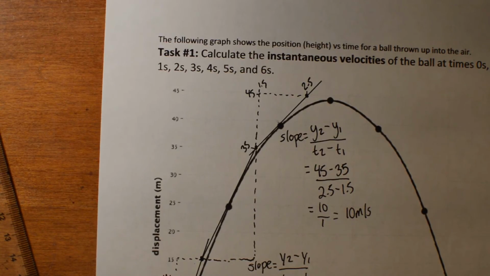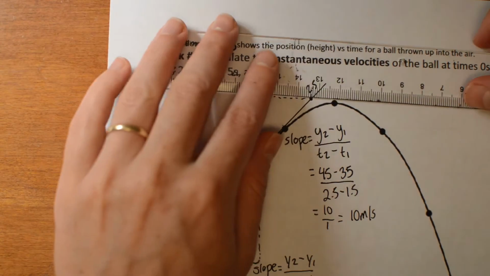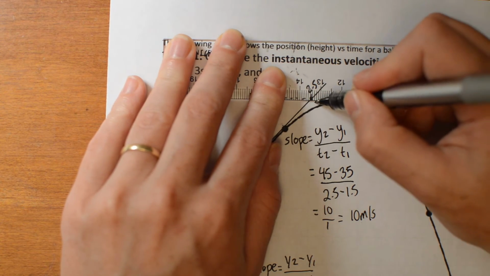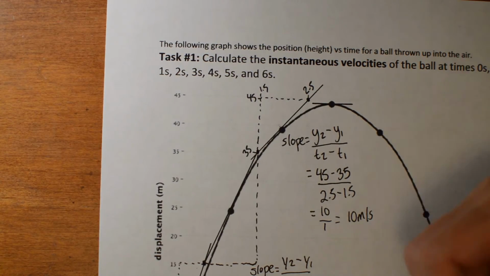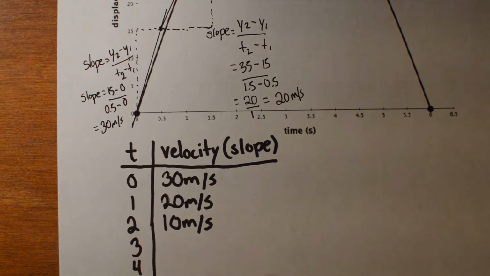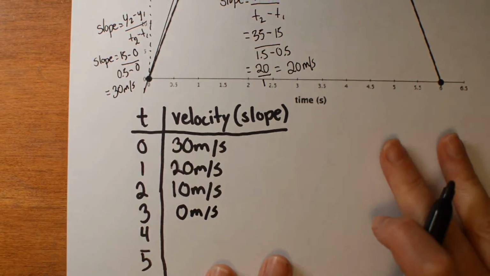Next, 3 seconds. This one is a nice easy one. So here, when I draw my tangent line, you can see that the slope here is horizontal. That slope is 0. That makes a lot of sense. This is an object being thrown up into the air. At the top of its trajectory, it's been moving up. It has to stop, turn around, and then it can go down again. So it stops briefly at the top. So the slope at the top, the velocity at the top, is 0 meters per second.